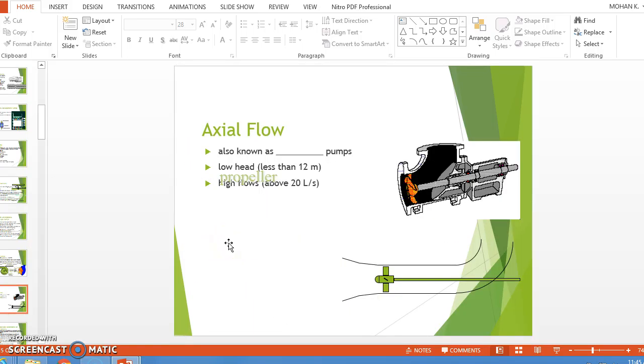Axial flow is known as the propeller pump. It is for low head, less than 12 meters. If the water head is less than 12 meters, it can be operated. And it has a high flow rate of about 20 liters per second.